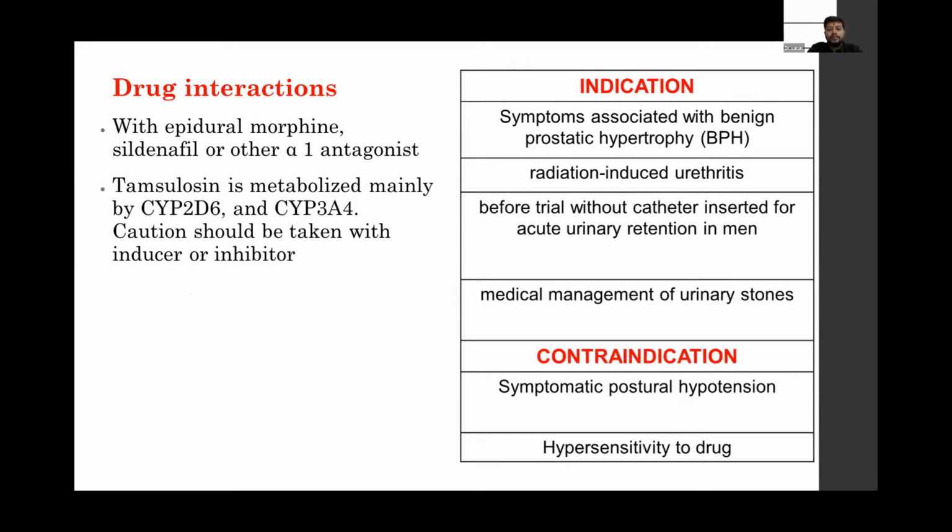Indications for tamsulosin are symptoms associated with benign prostatic hypertrophy or radiation-induced urethritis, before a trial without catheter after insertion for acute urinary retention in men, and medical management of urinary stones. It is contraindicated for symptomatic postural hypotension and hypersensitivity to the drug. Drug interaction with epidural morphine or sildenafil or any other alpha-1 antagonist, and it is metabolized mainly by CYP2D6 and CYP3A4. So caution should be taken with inducers or inhibitors of these two enzymes.